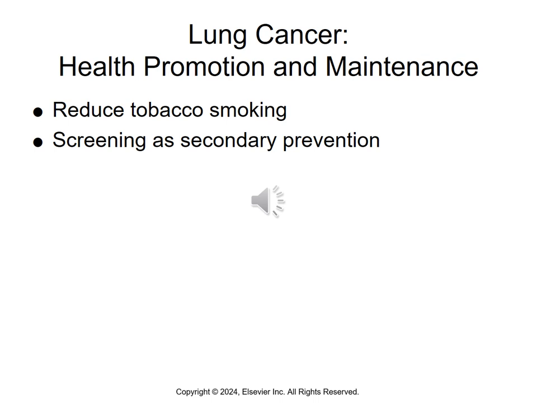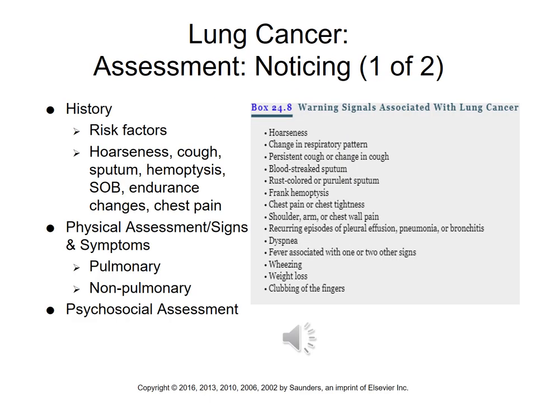Secondary prevention is by early detection, screening adults at high risk for lung cancer development. There's a lot of advocacy now for annual CT scans to detect cancer earlier when cure is more probable, as well as long-term survival. Now let's discuss some warning signs here. There is a box in your book, table 24.8, page 564. Warning signs associated with lung cancer.